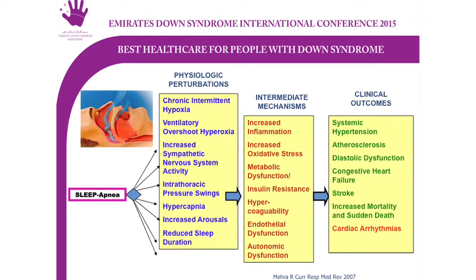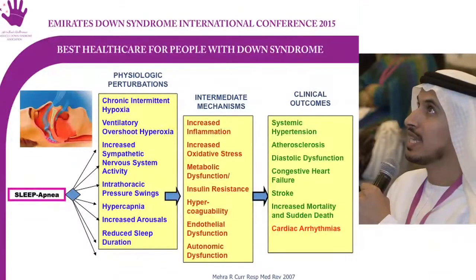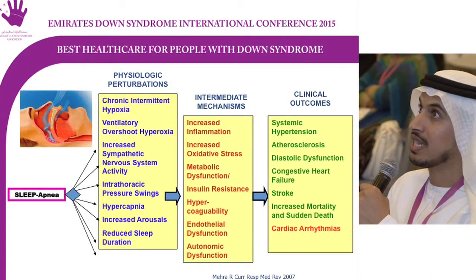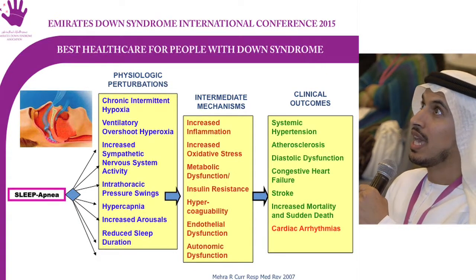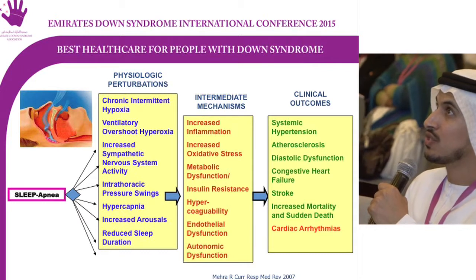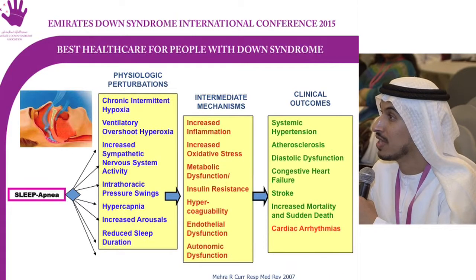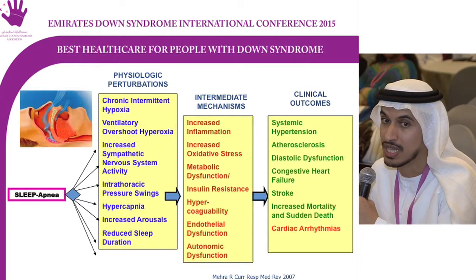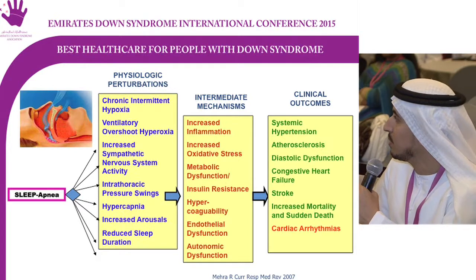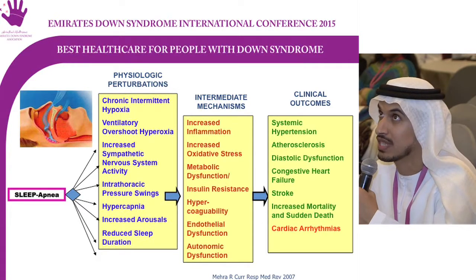Okay, now this is what I always present to normal adults, what happens with obstructive sleep apnea. We're talking about increased inflammation, increased oxidative stress, metabolic dysfunction, insulin resistance, leading at the end to the clinical outcome in normal adults, these are not even Down syndrome: hypertension, atherosclerosis, congestive heart failure, stroke, cardiac arrhythmia, and increased mortality and sudden death. Tomorrow, actually, I'm talking about the cardiac arrhythmia in patients with obstructive sleep apnea at the cardiovascular conference in Abu Dhabi. These patients are at higher risk of cardiovascular mortality. They have 3 times higher risk than normal adults because of the obstructive sleep apnea.